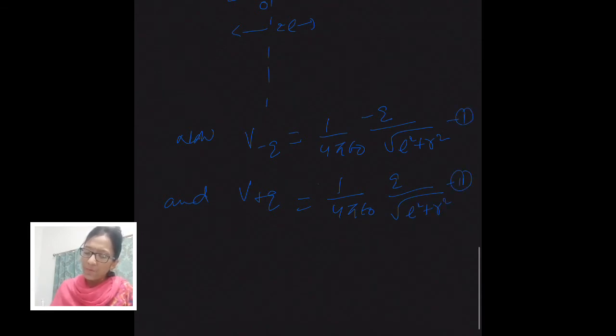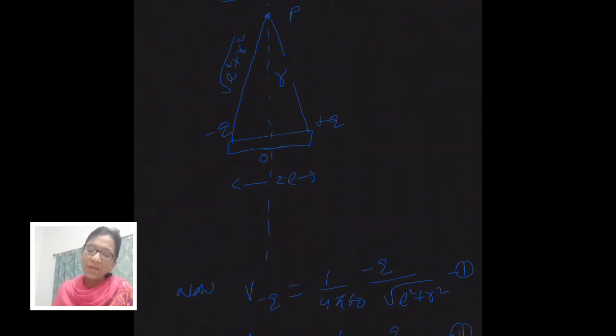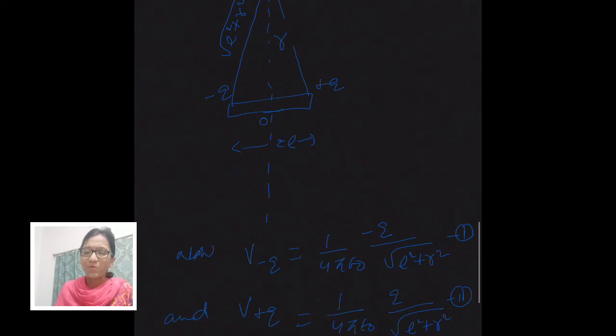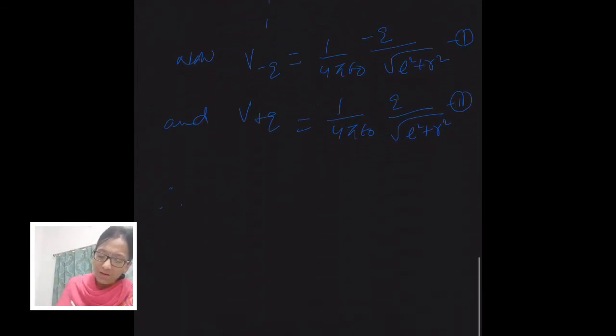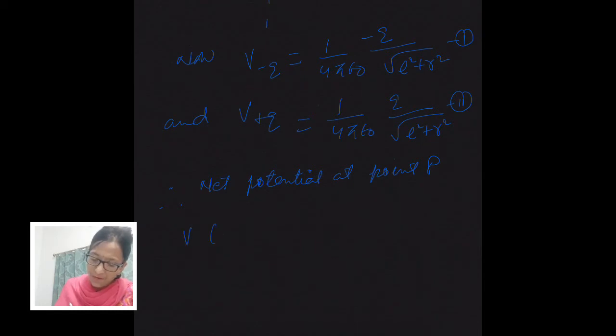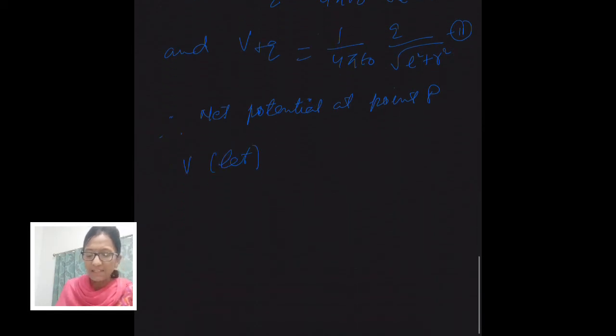So these are the potentials at point P, and if we do the algebraic sum of these two potentials, then we will get the net potential at point P. Therefore, the net potential at point P, let us assume that this potential is V. So V is equal to V due to negative charge plus V due to positive charge.